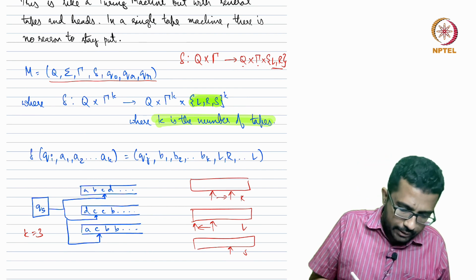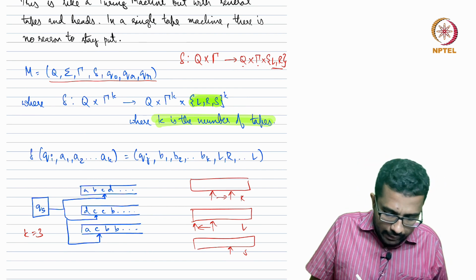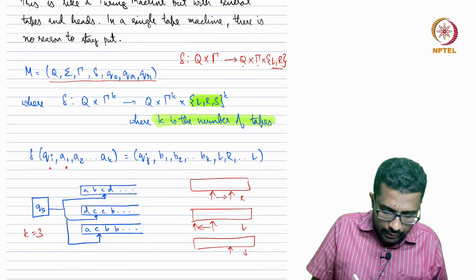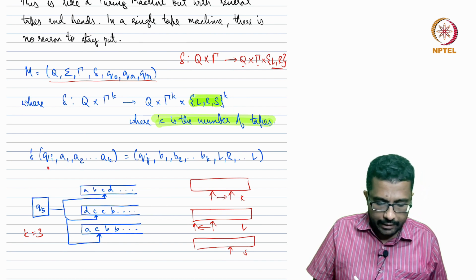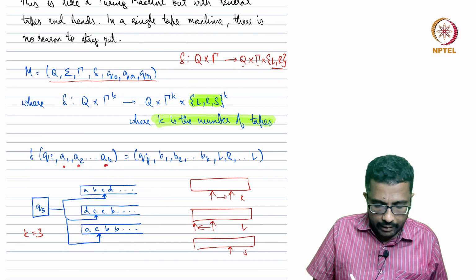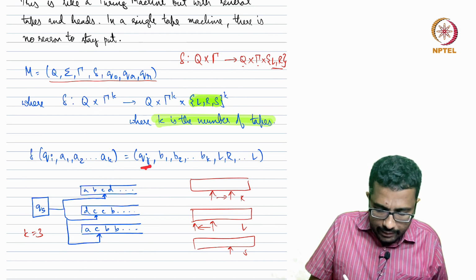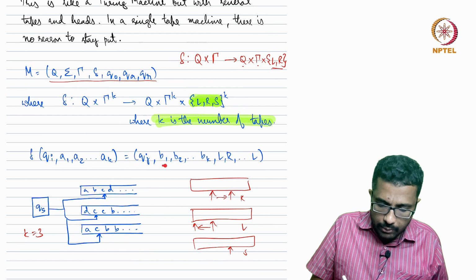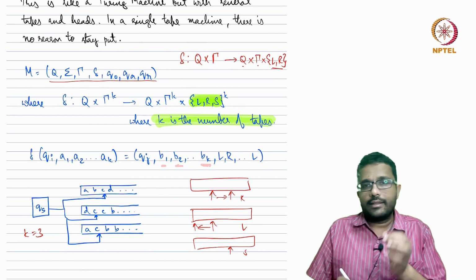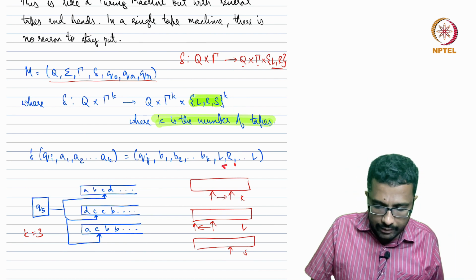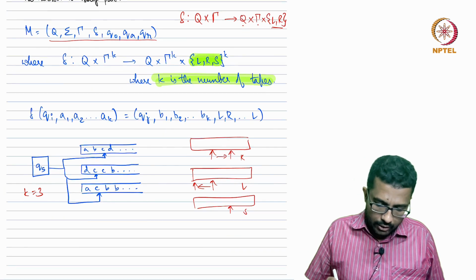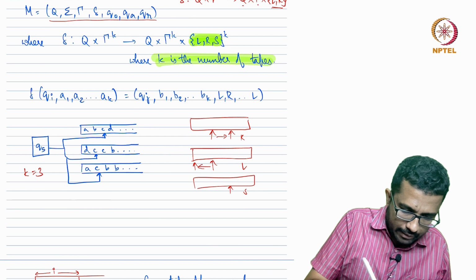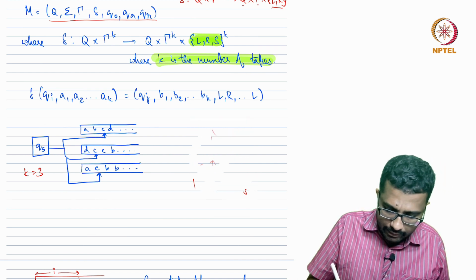So the delta is of this form: delta Qi A1, A2 up to Ak, meaning these are the tape contents that you read. Qi is the current state, A1, A2 up to Ak, and then Qj is the next state. Then you say B1, B2, Bk are the symbols that you write, and L, R, etc. are the movements that you make. So maybe just to see an example, I'll erase this and we'll see an example.